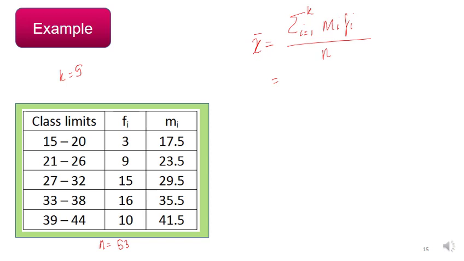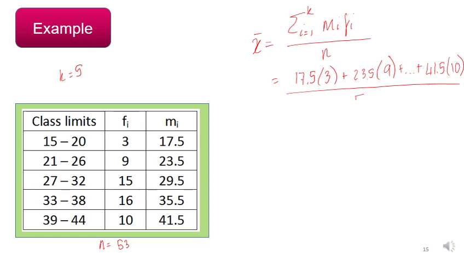To calculate X bar, we would take the first midpoint, 17.5, times its frequency 3, and then add 23.5 times frequency 9, and so on, until the last class where we have 41.5 times 10, and divide by n, which is 53. If you were to plug that in, you would get 31.877.